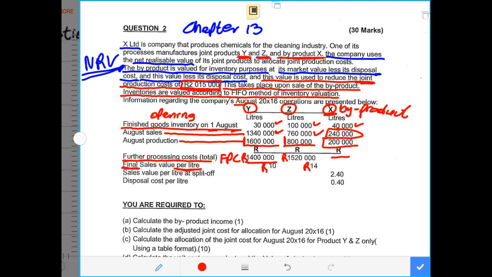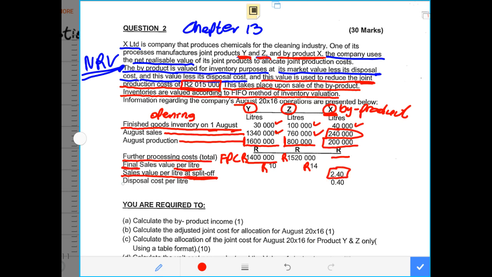And we are given the sales value per liter at split off. That means immediately when we split product Y and product Z, we found that there is a byproduct X, and that byproduct X will have a selling price at split off, because there is no need for a byproduct to be further processed. That is why, immediately when product Y and Z were split off, we got the selling price of the byproduct as 2.40 rand.